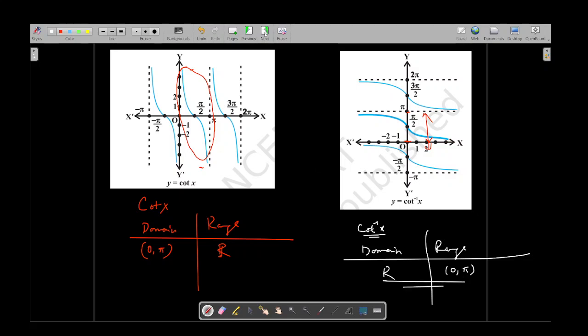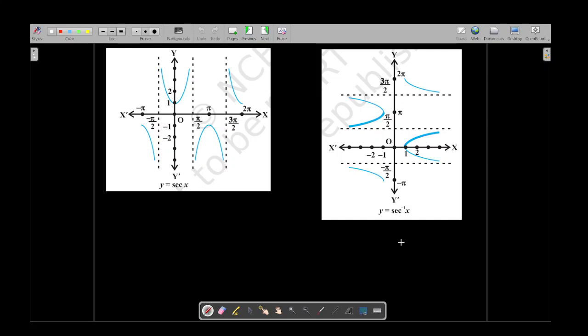Finally, we'll move on to secant x and cosecant x. For secant x, you cannot take the complete curve because if you draw a horizontal line, it touches at 2 points. The interval you can take is from here to here, that is from 0 to pi.